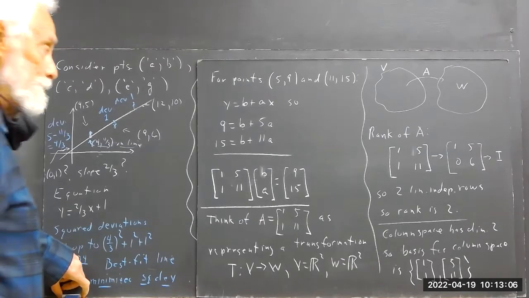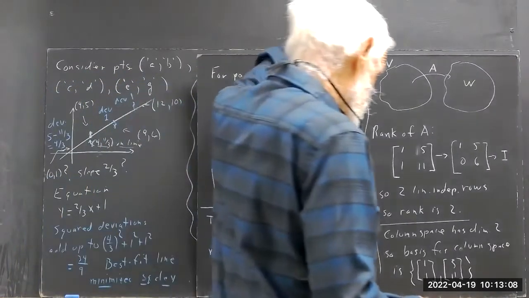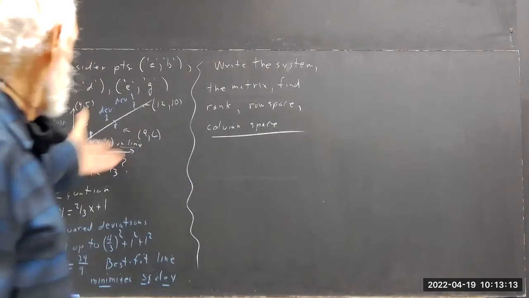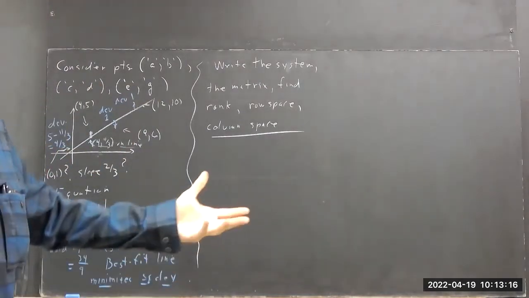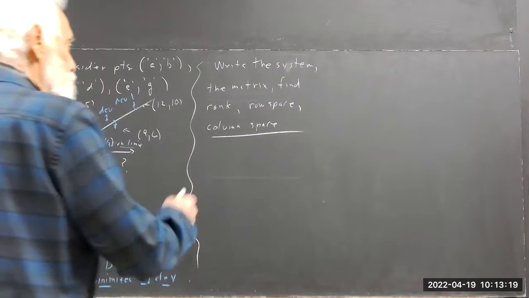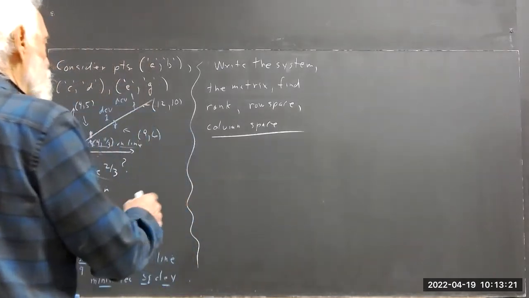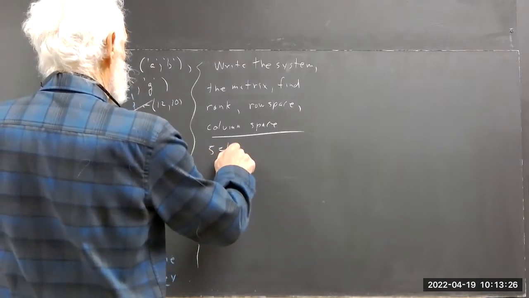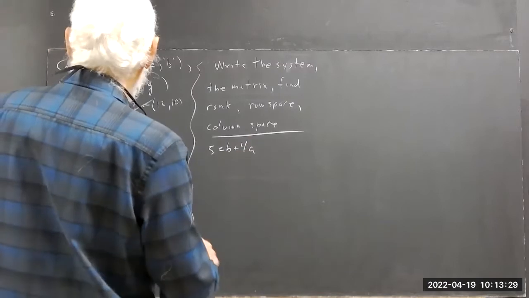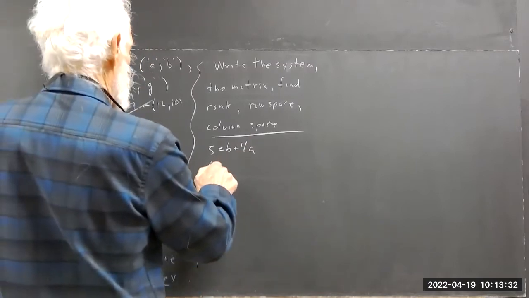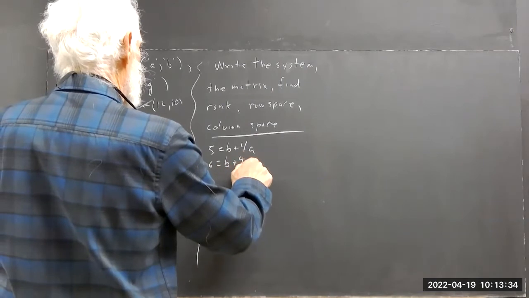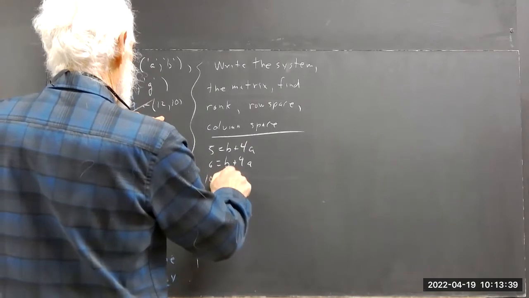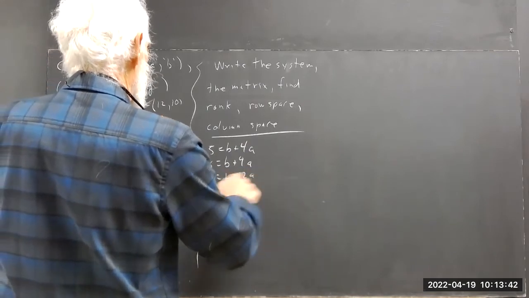Okay, I'll dispose of that very quickly. And you could have done it, you probably did it for my numbers, but maybe you did it for your numbers, doesn't matter. It's going to look the same either way. So you get it, for the first point, if the first point is 4, 5, you get 5 equals B plus 4A. Here you would get 6 equals B plus 9A. And here you would get 10 equals B plus 12A, if I've got all that.